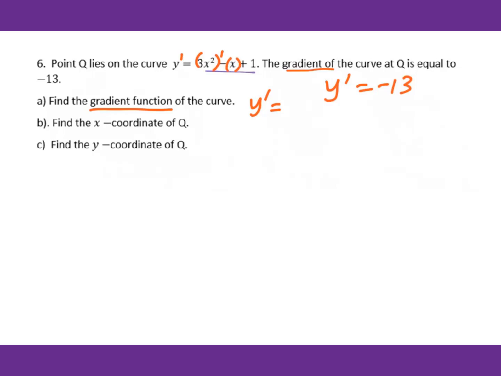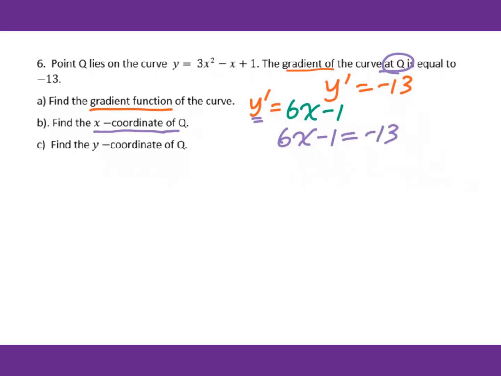Let's work this out. So we have 6x minus 1. For B, find the x coordinate of Q. We know the y prime equals negative 13 at Q. Therefore, we will set up 6x minus 1, that's this derivative function, equals negative 13. 6x, I add 1 to both sides, negative 12. So x equals negative 2. Then we need to find the y coordinate of Q.